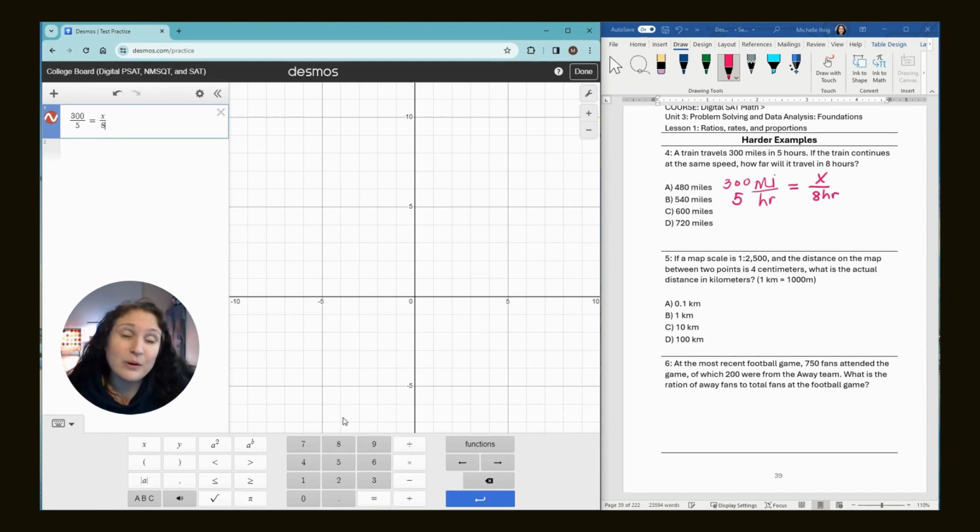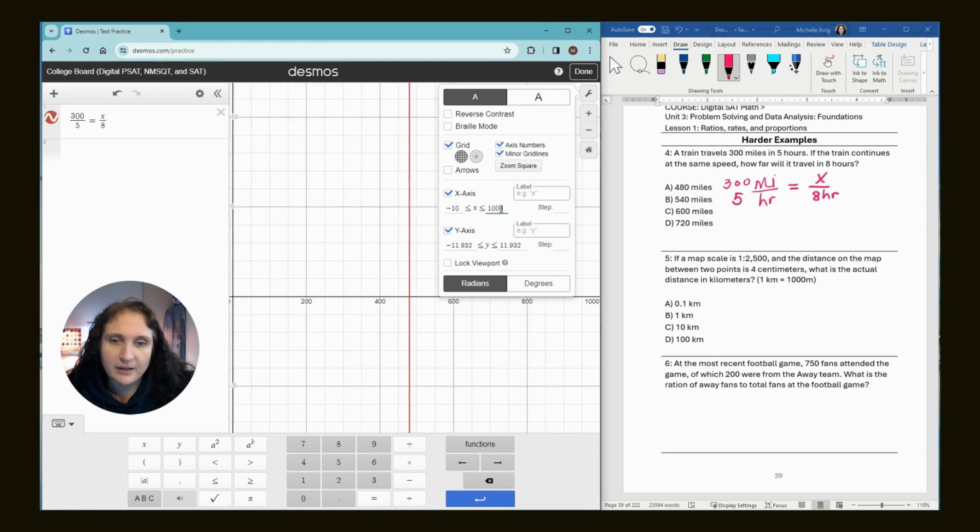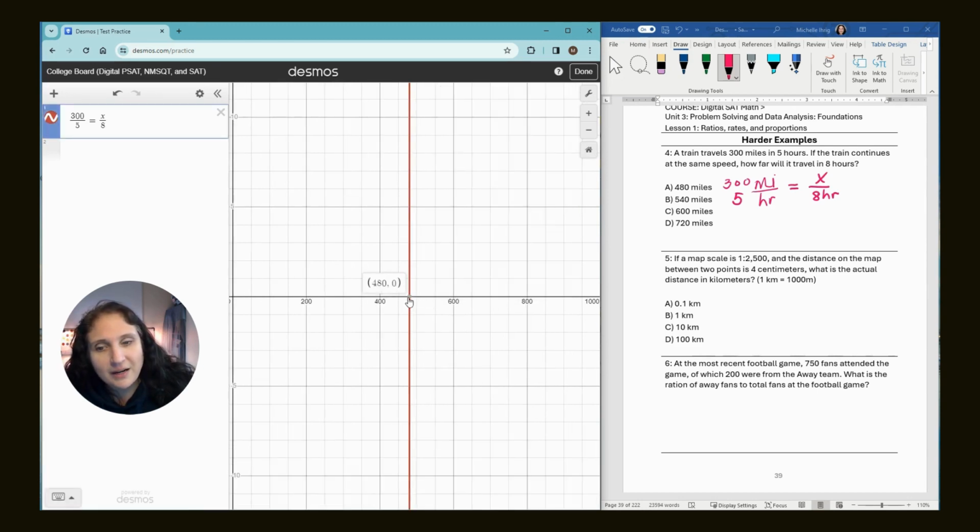Yes. Well, we know our first number is 300, so we got to go big. So we're going to hit this little wrench up here and change our X value. Let's just go really big to 1,000. And when we do that, there's our answer right here. Bing, 480. It's as simple as that. All right, let's look at our next one.